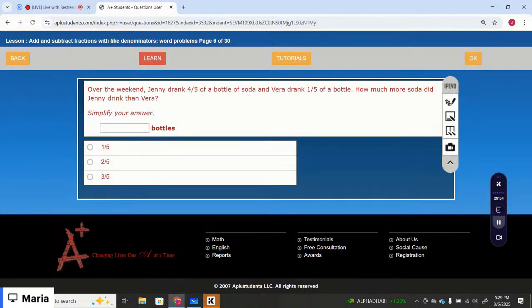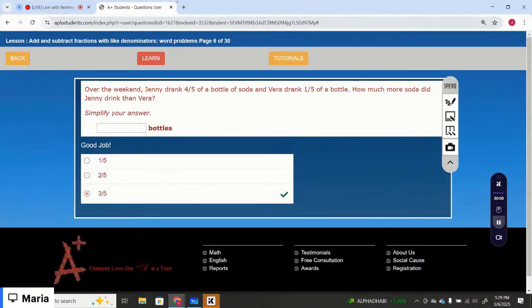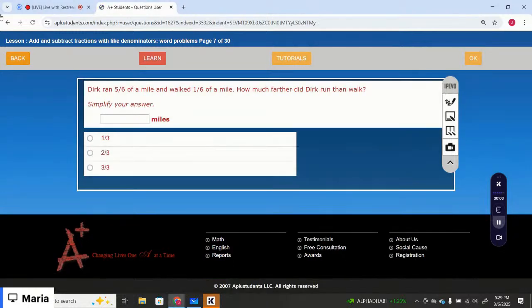Fifth, take away one-fifth. Yes, that is 3 by 5. Option number 3 is the correct option. Okay, you can complete the lesson by yourself later today. Let me just move on to the next lesson.